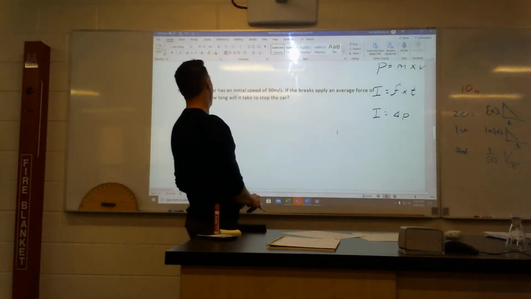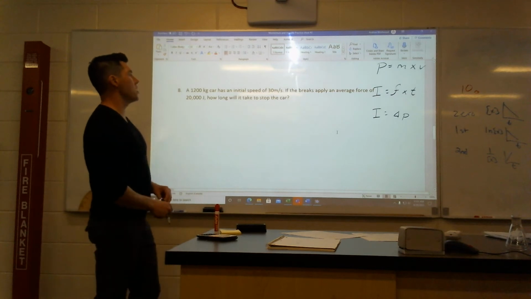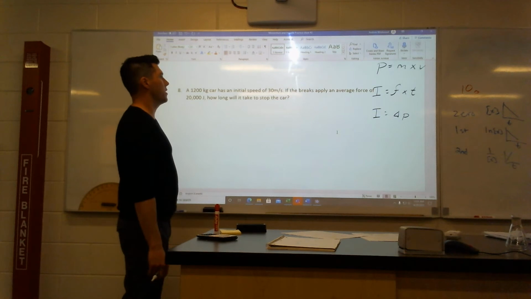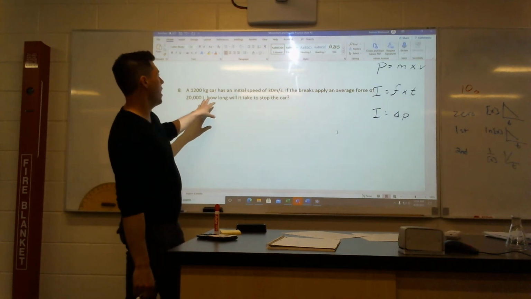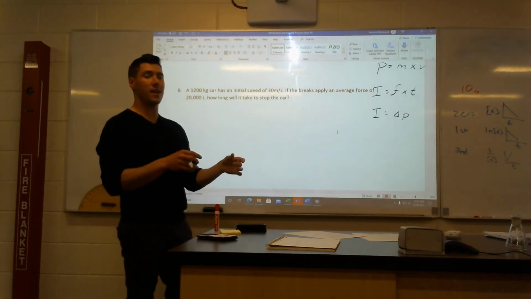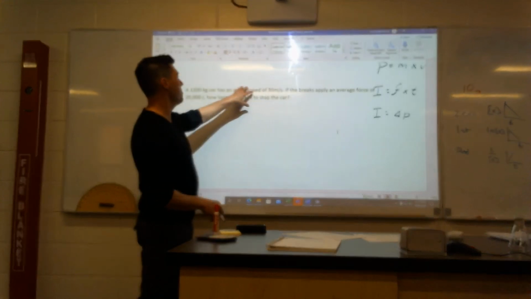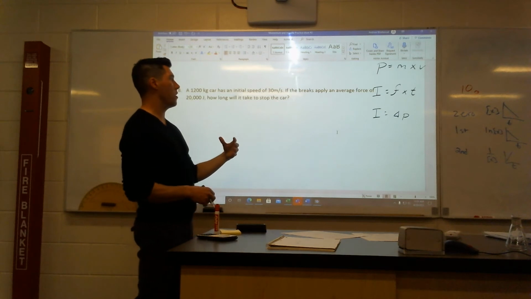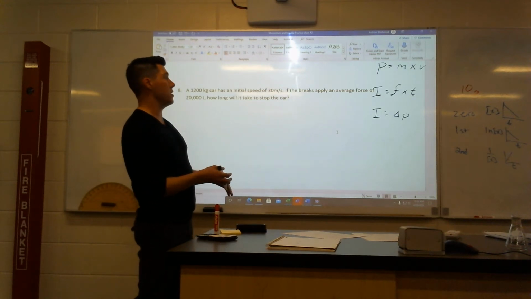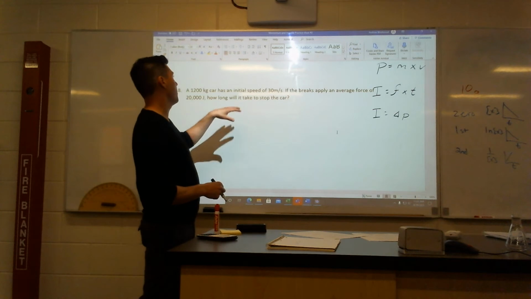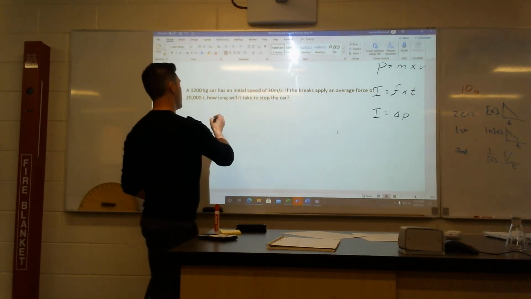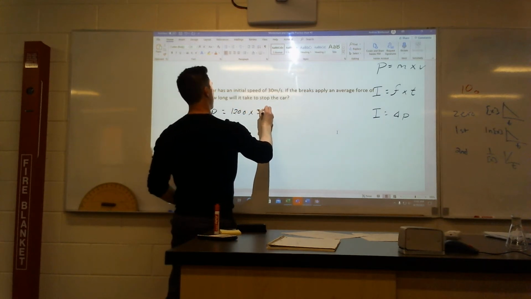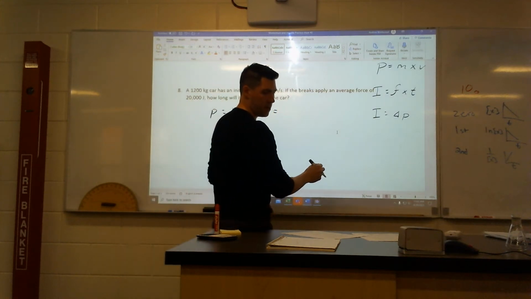Question 8: a car has an initial speed of 30 meters per second. We're in 30 meters per second already. Nice, no conversion. If she applies the brakes at an average force of 20,000 joules, how long will it take to stop the car? So almost exactly the same type of question as before. I have an initial momentum. I need to obviously apply some kind of impulse to stop the car. That impulse is going to be the exact full change in momentum because I want this to go all the way down to 0. So momentum at the start is 1,200 times 30, which means I believe I get 36,000.